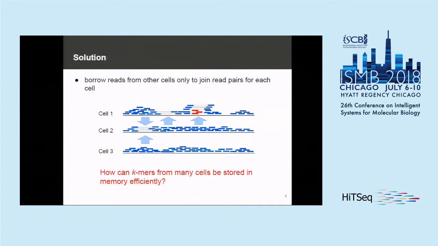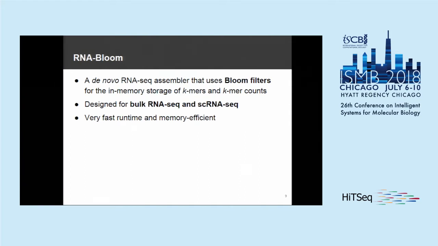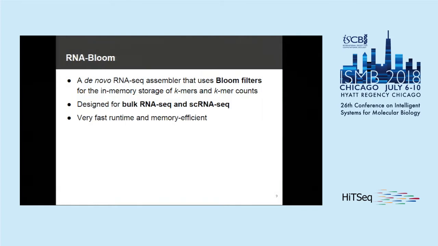To address this problem, I have developed a program called RNA-Bloom, which is a de novo RNA-seq assembler that uses a very compact data structure called Bloom filters for the storage of k-mers and k-mer counts in memory. This tool is designed for assembling bulk RNA-seq data and single-cell RNA-seq data. It is very fast and very memory efficient.